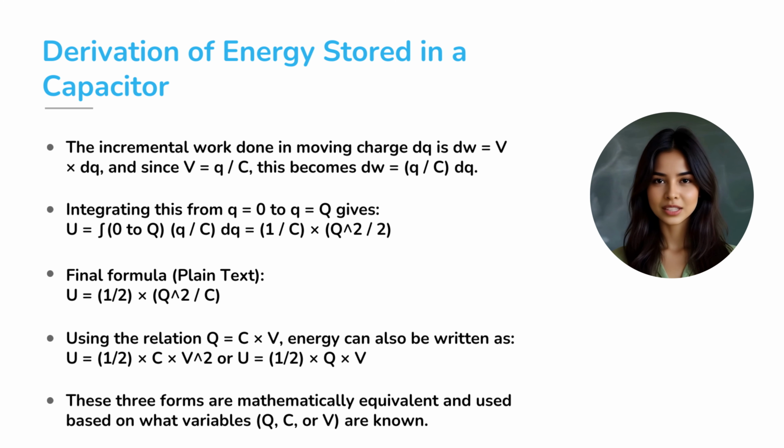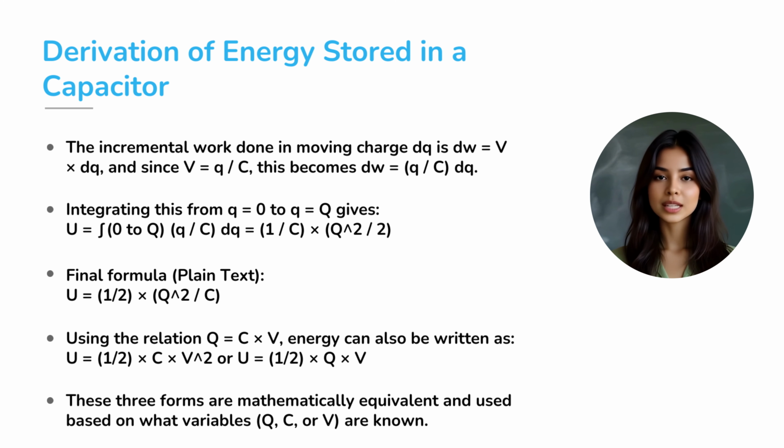Now, to calculate the total energy, we integrate from zero charge to final charge. Capital U equals the integral from 0 to capital Q of Q divided by C dq. This gives us U equals 1/C multiplied by Q squared divided by 2. So, the energy stored becomes U equals 1/2 multiplied by Q squared divided by C.